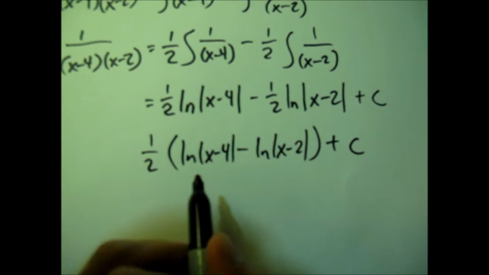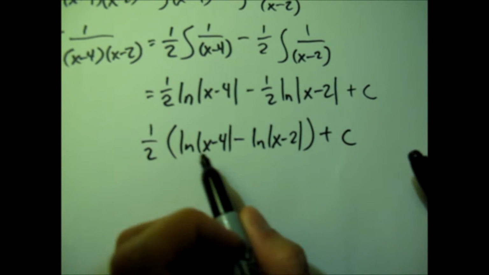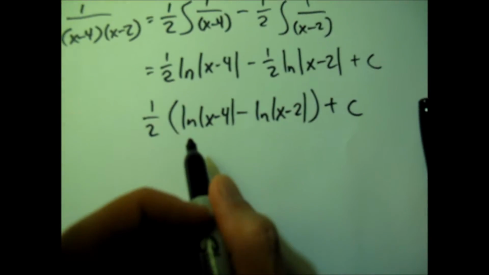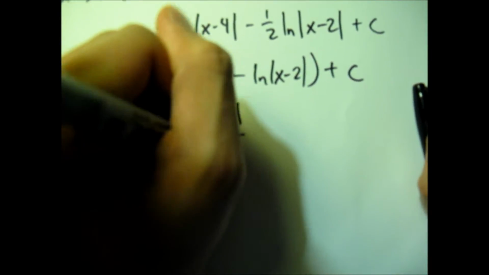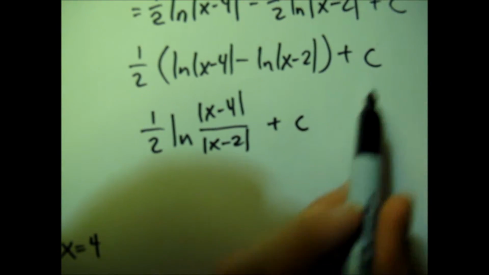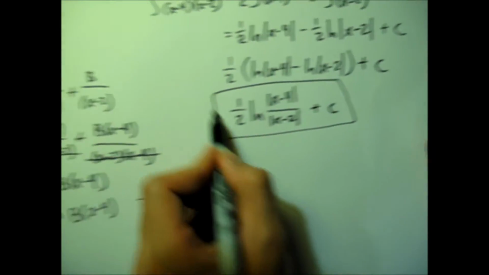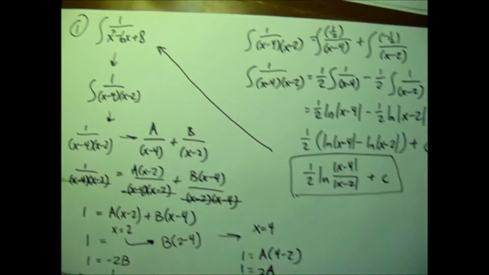And finally, if you remember any of your logarithm properties, you know that you can actually turn this into the natural log of (x minus 4) over (x minus 2), and then with this plus c. And this is your final answer to that. So that's how you do integration by partial fractions. And that's example 1. And Austin will be there to do another example.